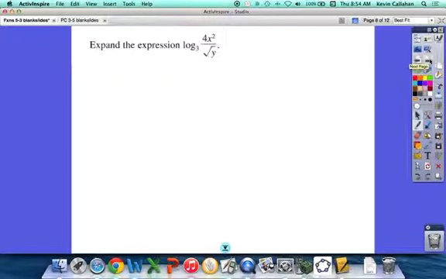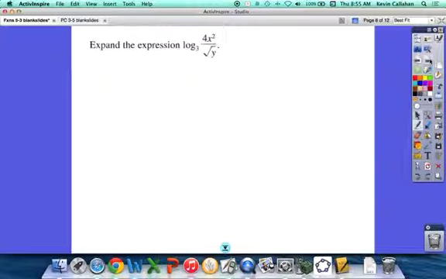So we will do, I think I've got one expand and a couple condenses in here. Expand this expression. Again, that means take it from one logarithm to many logarithms, or as many as you need. There shouldn't be any exponents left inside any logarithms if you can help it.